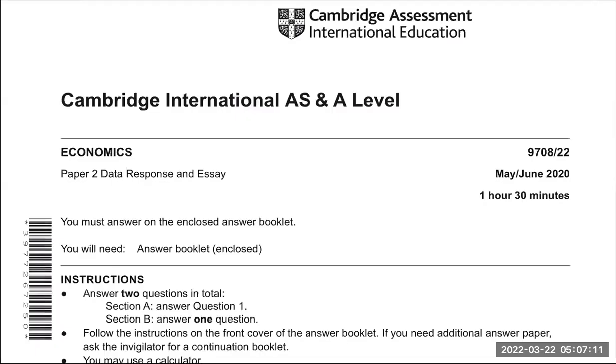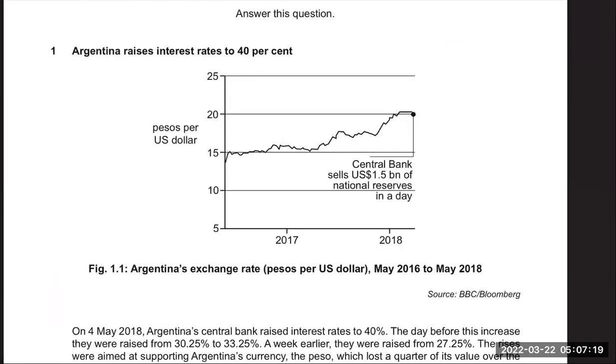So today's paper is going to be June 2020. We are doing our variant 2, okay? So let's look at first the data response. In this, they talk about Argentina raises interest rates to 40%. So there is an increase in interest rates in Argentina.